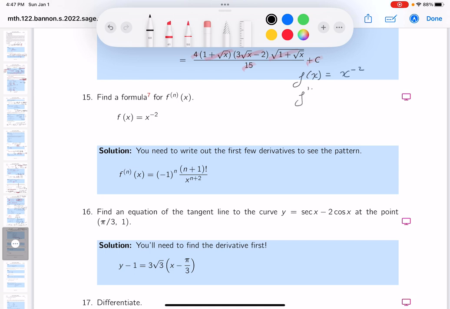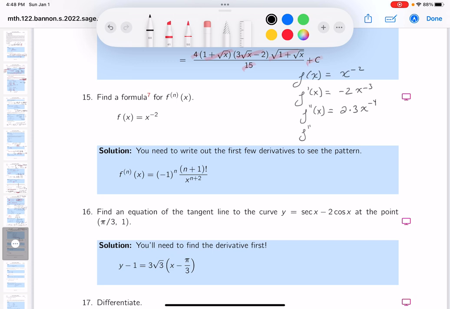What's the first derivative going to be? Well, it's going to be minus 2x to the minus 3. Let's write the next derivative down, second derivative. What's that going to be? Well, that's going to be 2 times 3x to the minus 4. There's a reason I'm not multiplying it out. I do not want to lose the pattern.